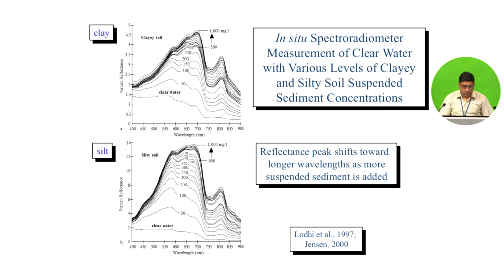So this is how the spectra of water with varying sediment concentration looks like. You can see that the reflectance is increasing with the increase in the sediment concentration in the red region, and the peak is shifting slightly towards the NIR region. So using this information, we can identify the composition of water with respect to total suspended solids.